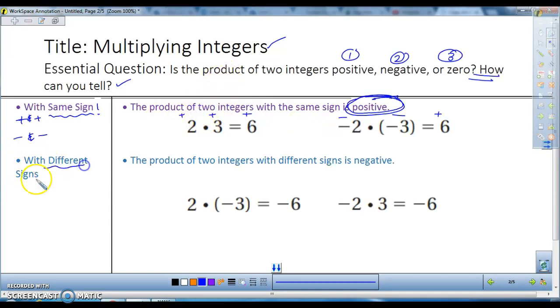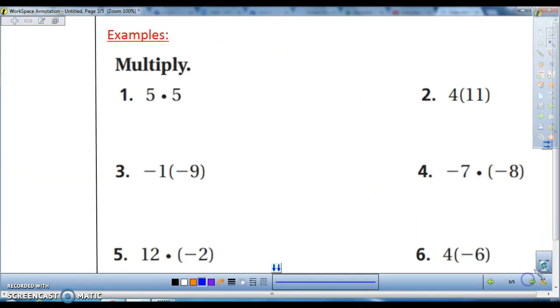With different signs, that means a positive times a negative or a negative times a positive, you're going to get negative answers. So positive times negative is negative. Negative times positive is negative. All right, let's go ahead and get started on our examples.